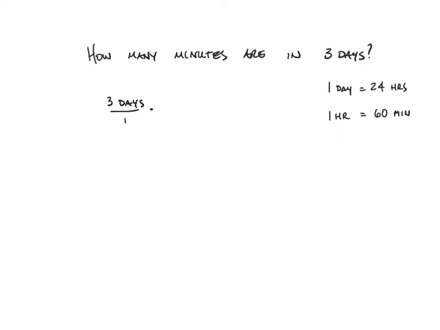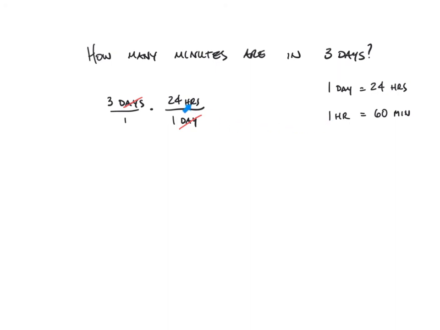We're going to multiply this. We want to cancel our days. So that means we are going to write this ratio here with the days on the bottom. So that would be 1 day down here, and then 24 hours here. And so that will allow us to cancel the days. So we'll be left with hours, but we don't want hours. We want minutes. So we need to use this conversion factor now.